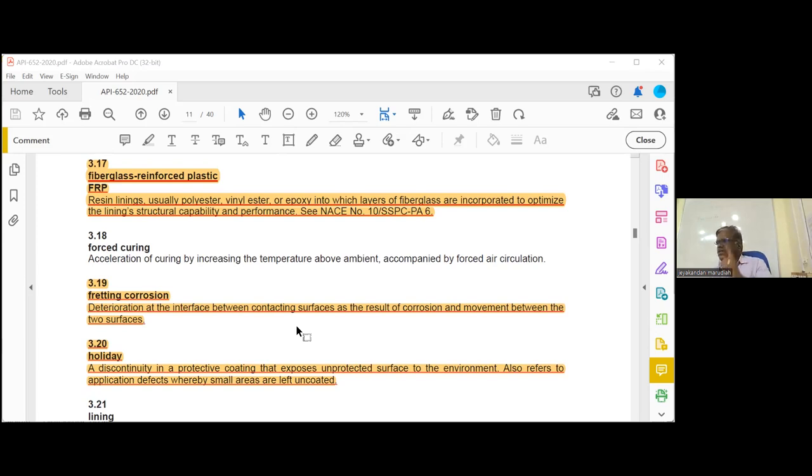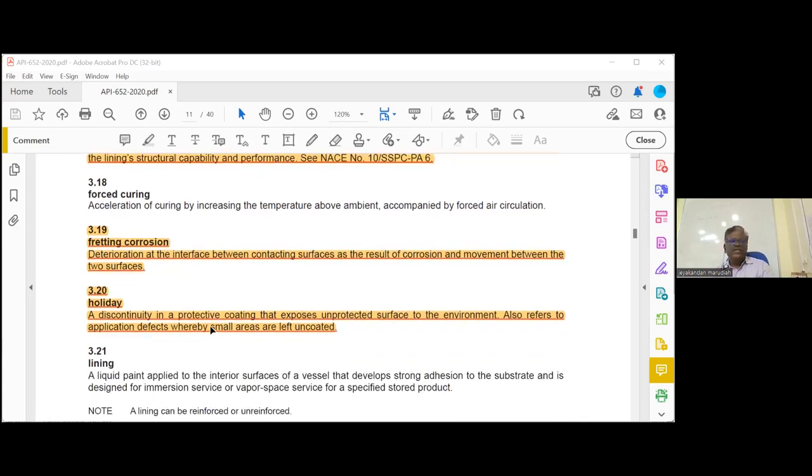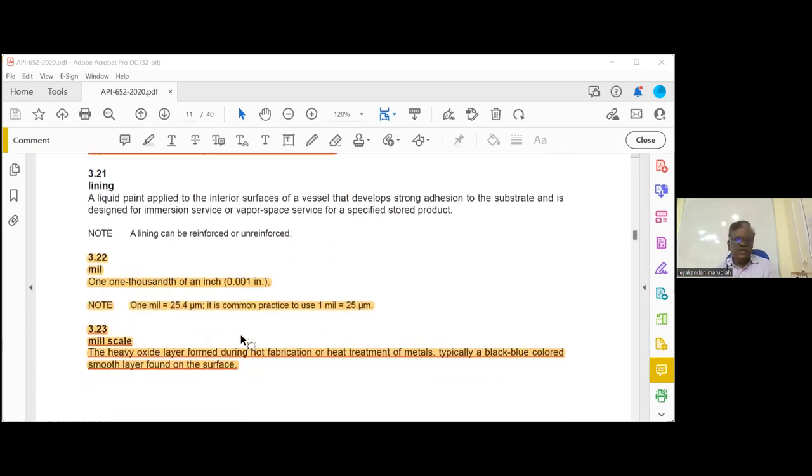Fretting corrosion will occur when the pipes or legs of the floating roof contact the tank bottom. Okay. Deterioration at the interface between contacting surfaces as a result of corrosion and movement between the two surfaces. Holiday: a discontinuity in the protective coating that exposes unprotected surface to the environment. Also refers to application defects where a small area is left uncoated. And what is mil? 1/1000th of an inch. That is, 1 mil is equal to 0.001 inch. 1 mil is equal to 25.4 micrometers, roughly 25 micrometers.